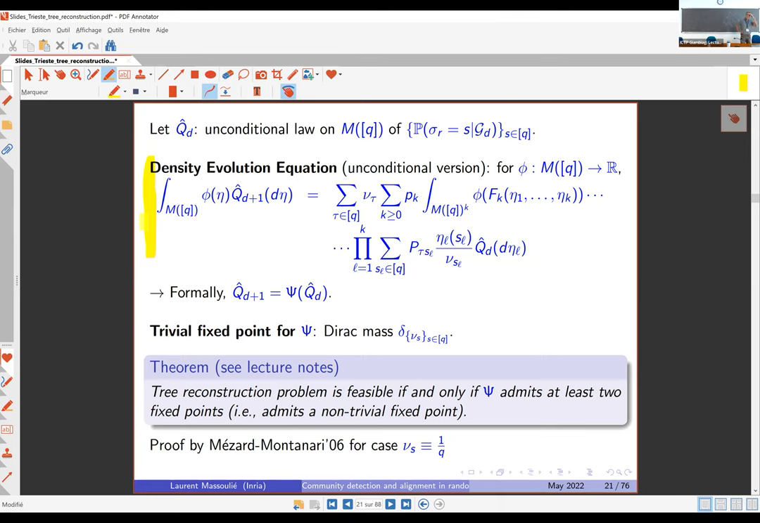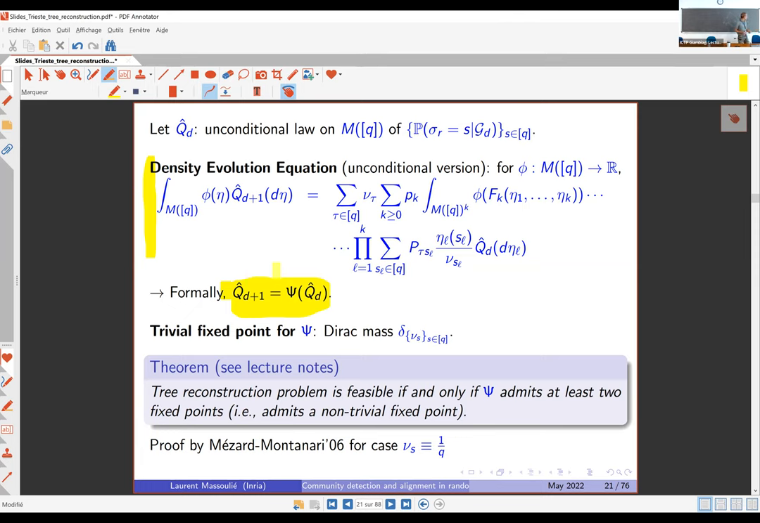So as I said, belief propagation admits a trivial fixed point, that is the stationary distribution nu. And so we know that this density evolution equation that I have summarized formally as q hat d plus one is function psi of q hat d. If you use for q hat d the Dirac mass at nu, then you get Dirac mass at nu as the output. Okay, so that's a trivial fixed point, and it turns out that working a little bit more, we can get a characterization on whether there is reconstructibility or not.